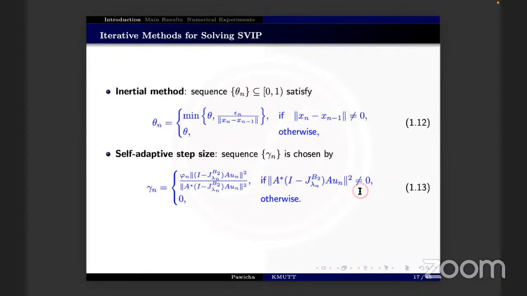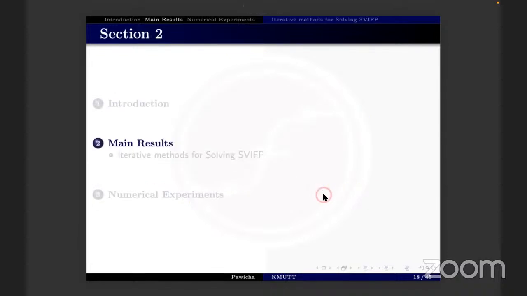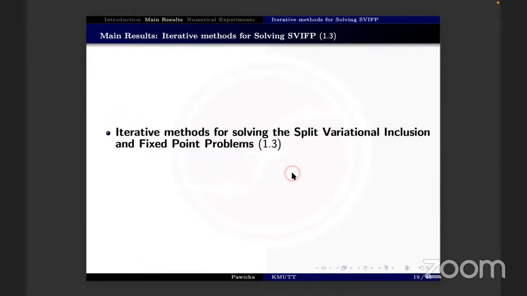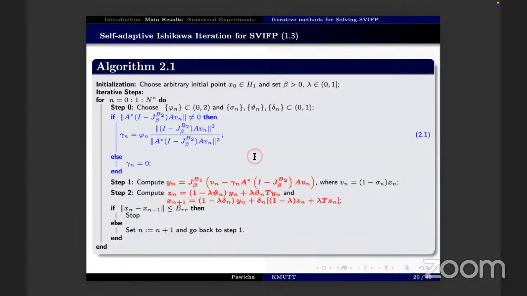In my work, I'm focused on the initial method for the starting point, and the next one is a self-adaptive step size of a sequence gamma n. Okay, now I'm going to the main result section. In this section, we study the iterative method for solving the split variational inequality problem and fixed point problem. And this is my algorithm.